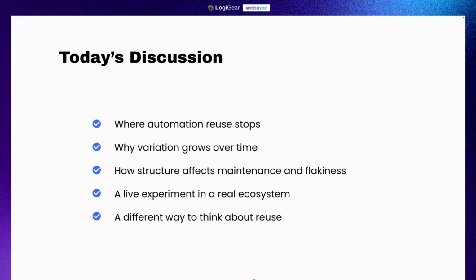So today we're going to discuss where automation reuse stops, and then we're going to talk about what variation is and how it grows over time. We're going to talk about how structure affects maintenance and flakiness. And then we're going to do a live experiment in a real ecosystem. You're probably wondering how we're going to do that, so you'll have to wait and see. Then we're going to wrap it up by taking a different look at how to look at reuse.